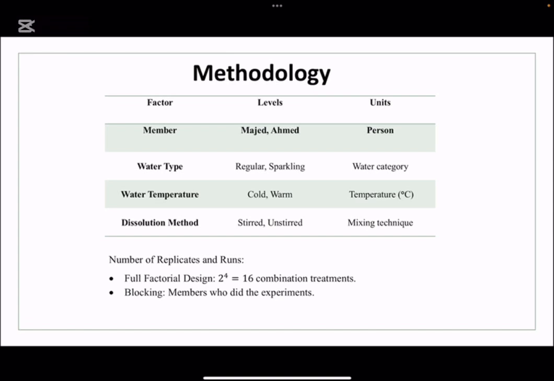Here in the methodology, we have three factors. The first one, water type, two levels, regular or sparkling. Water temperature, cold or warm. Dissolution method, stirred and unstirred. And the blocking factor is the members who did the experiments. So we will have 16 combination treatments.